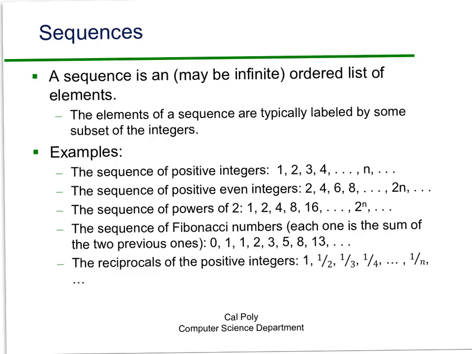And then the final example I want you to keep in mind is reciprocals of positive integers. So we can have a sequence of things that are not integers. In this case, it's just the fractions, and these decrease down to 1 over n, and then if you keep going, of course, they'll decrease even further.